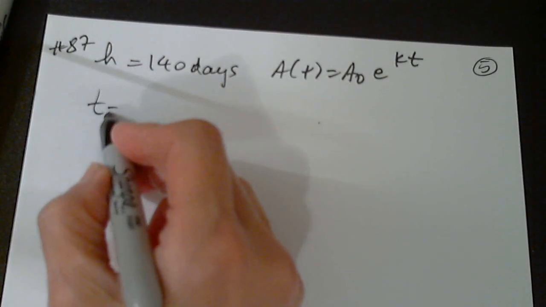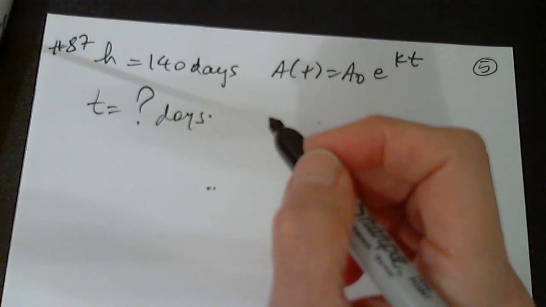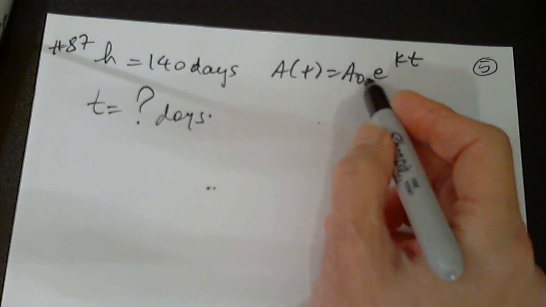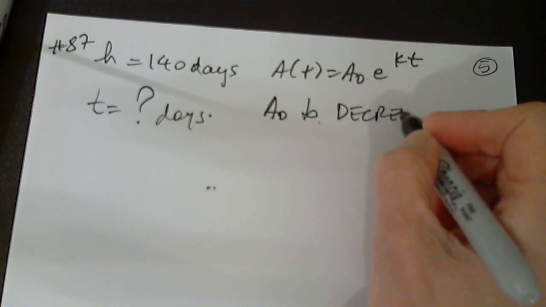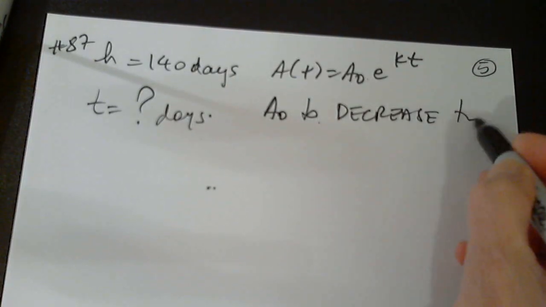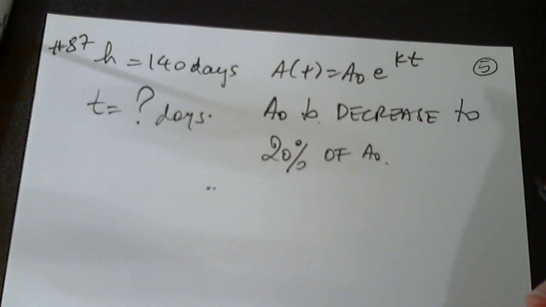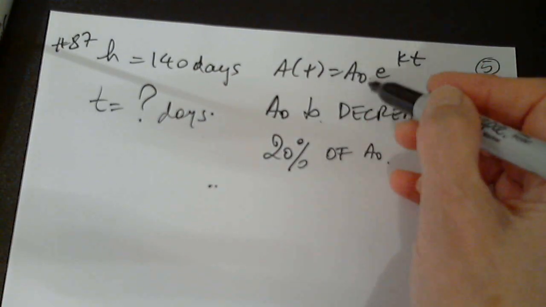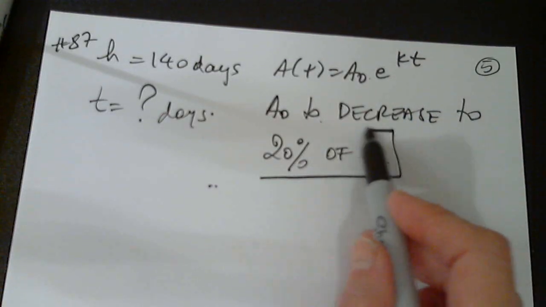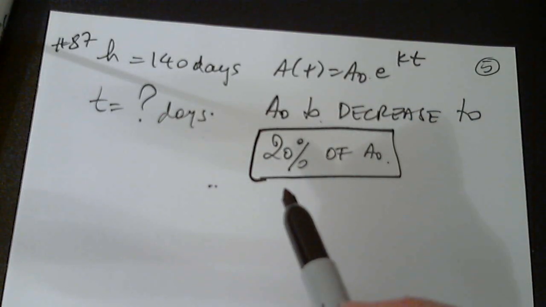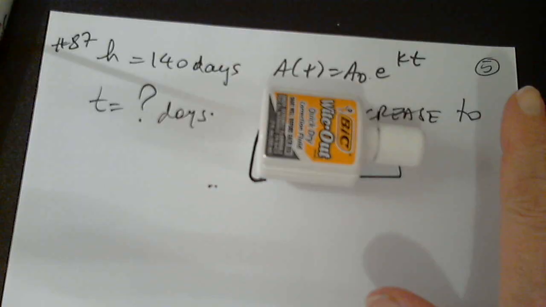How many days will it take for A0 to decrease or decay to 20% of A0? So this amount is the original. So I want 20% of A0. Okay, we're not there yet. So don't even look at the question.